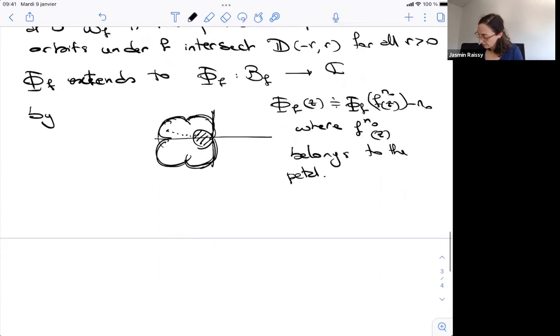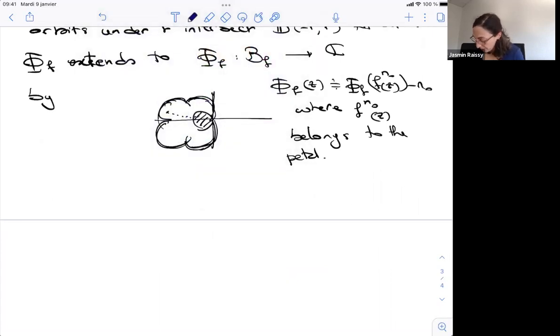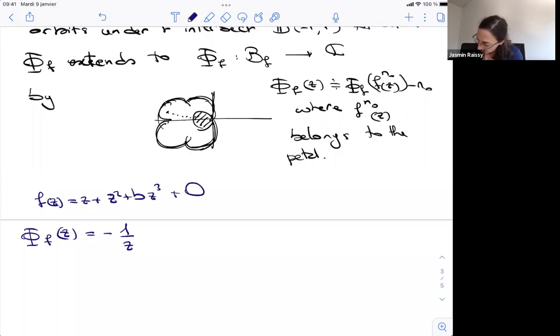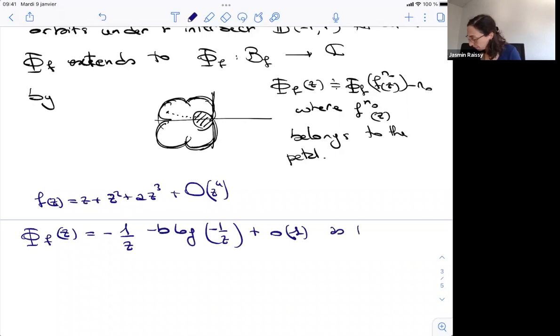So you can prove, and this is a result, that once you have your Fatou coordinate, phi of f at z is going to be like minus 1 over z minus d log of minus 1 over z plus a little o of 1, where f of z is z plus z squared plus a z cubed, and I don't care about the rest, as the real part of minus 1 over z goes towards plus infinity. And in this, I'm taking the branch of logarithm defined on C minus the negative real axis, which vanishes at 1.